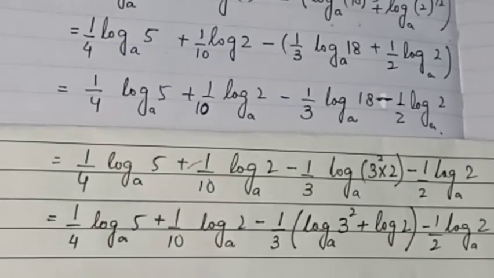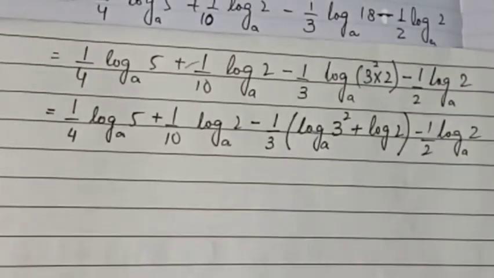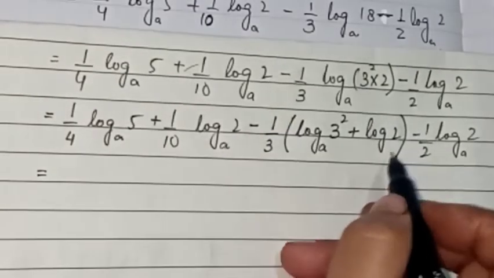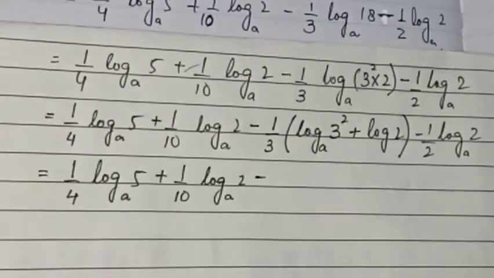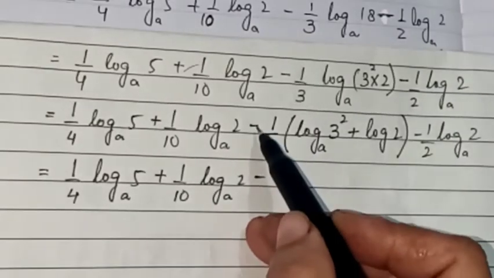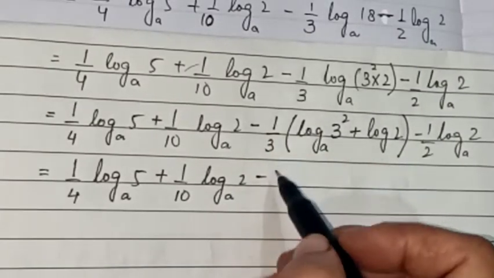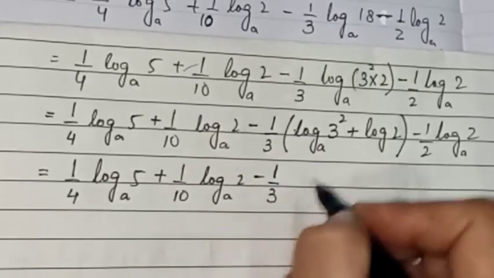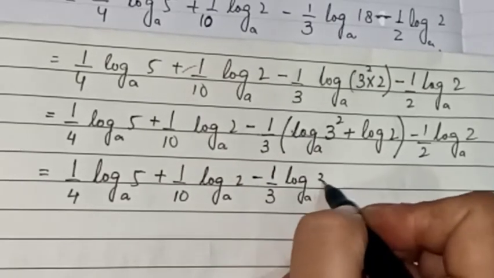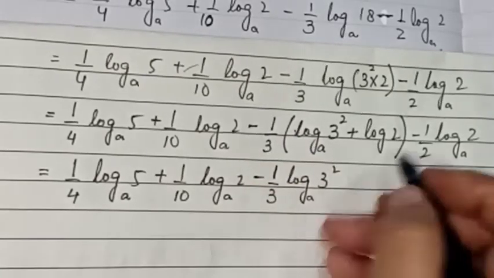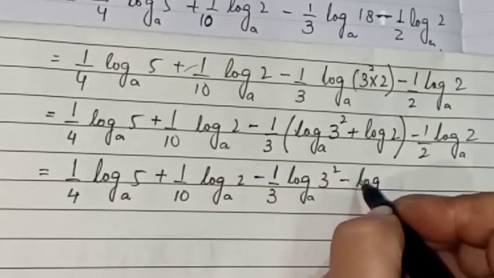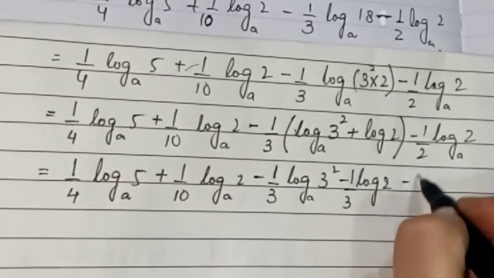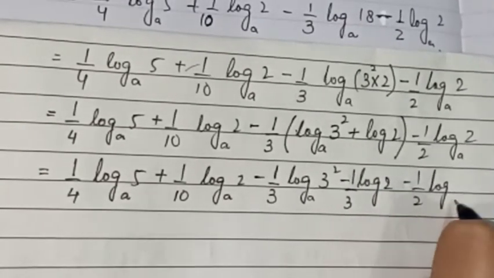After that we have to multiply this minus 1 upon 3 with these two terms. I am multiplying this minus 1 upon 3 inside the bracket. So it will be minus 1 upon 3 log of 3 square and minus 1 upon 3 log of 2 here. Now the last term will be written.